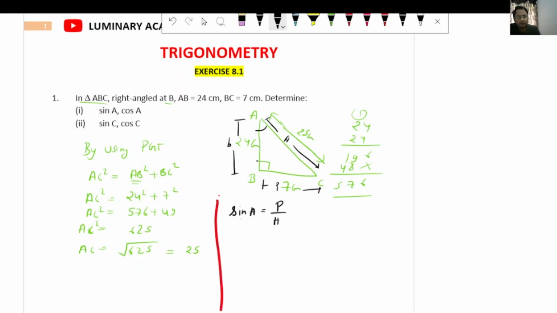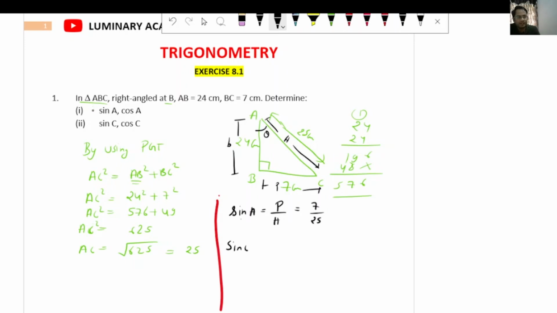So what is perpendicular? Sine angle is this, so this is theta. The side opposite to theta is the perpendicular, so it is 7, and hypotenuse, the biggest side or the longest side, is 25, so this is 7 upon 25. Now you need to find sin C.